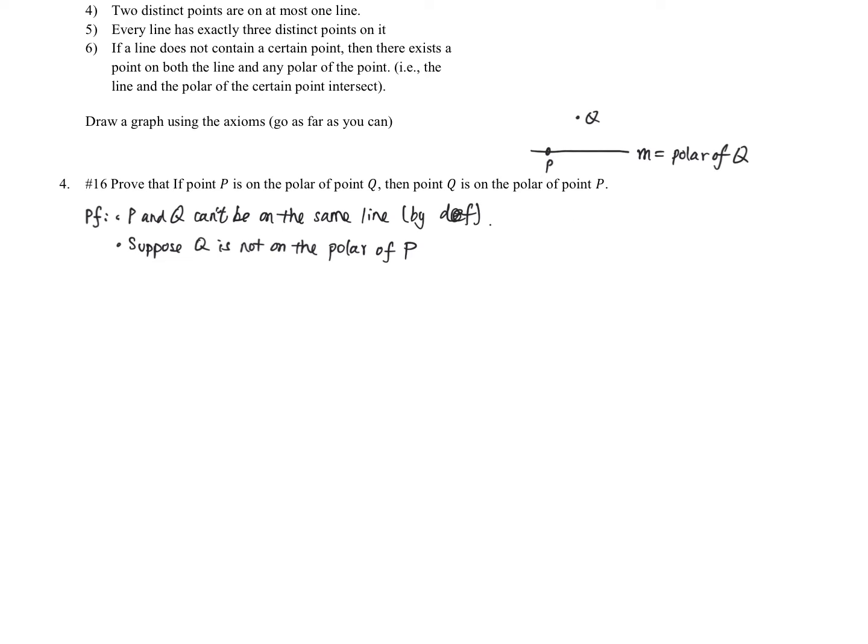So I need to give a name for this polar of P. Let L be the polar of P. In other words, I'm going to call this my line L, which is the polar of P. And obviously, what we are saying here is that Q is not on this polar. That means Q is not on this L, right? This is just by assumption.